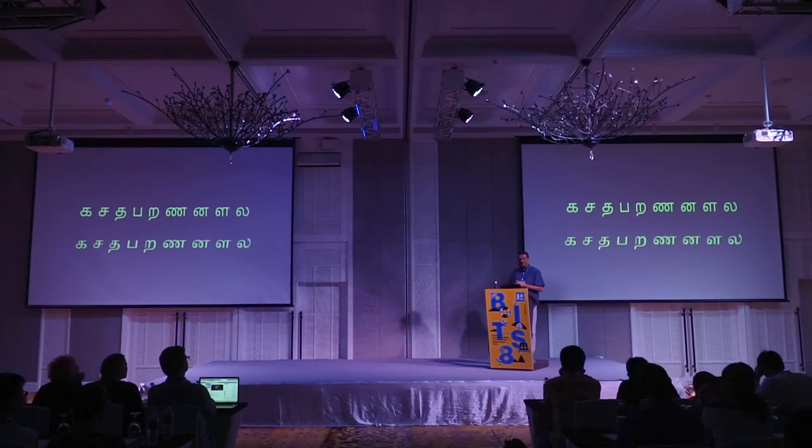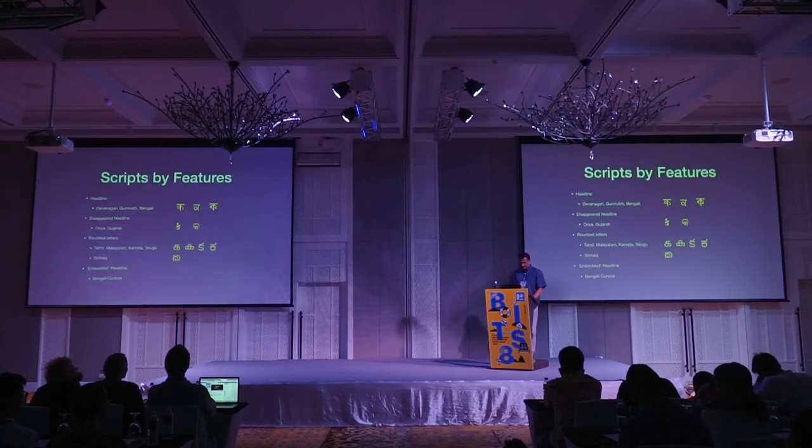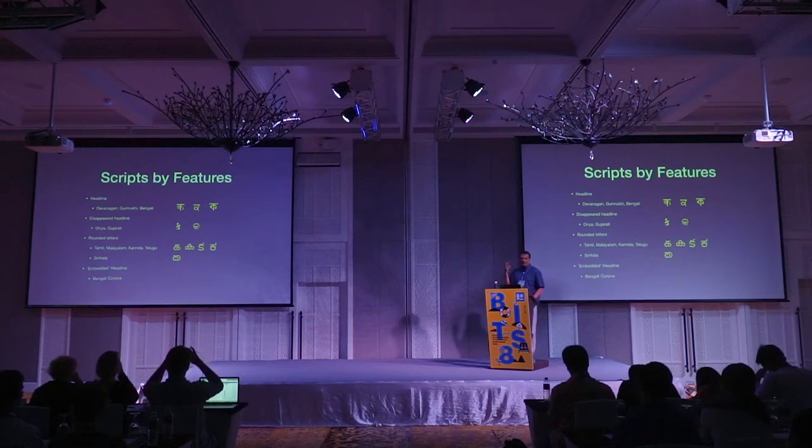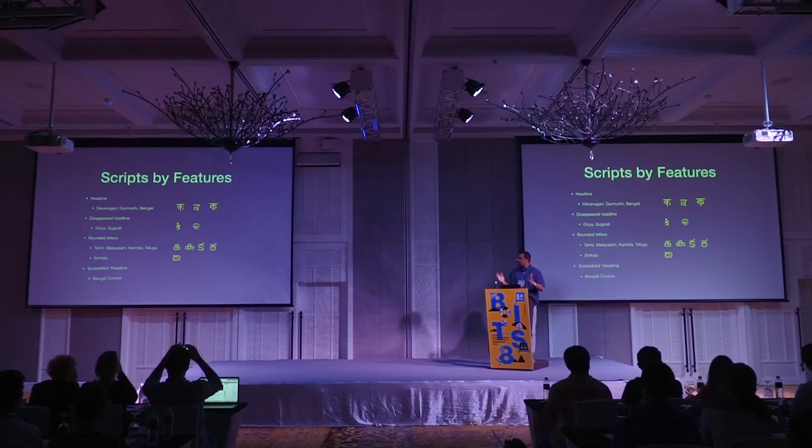My font for macOS for the text was designed upright. There's no need, necessarily; people have gotten used to it. And you see both forms in use. So, script by feature, I divide the design into three different groups. One is the script with the headline. There are only three: Devanagari, Gurmukhi, and Bengali. They all have a headline. The headline actually connects letters that form a word.